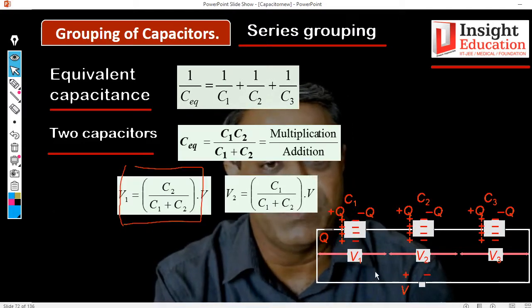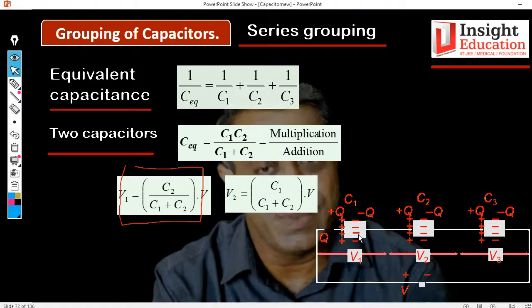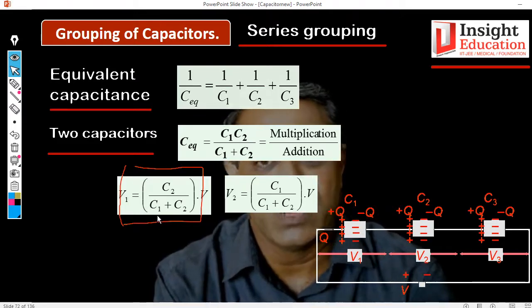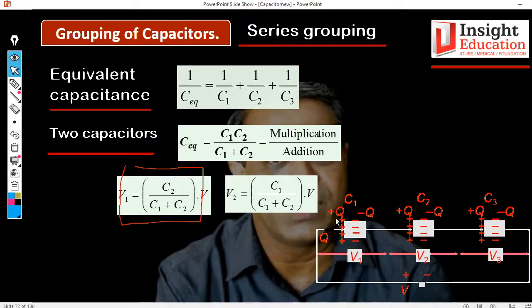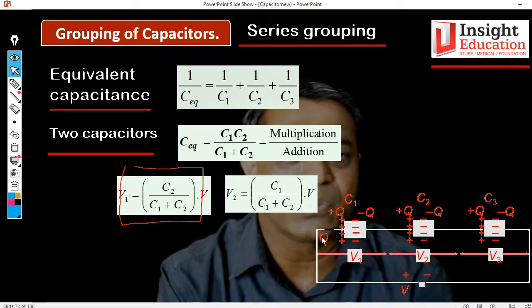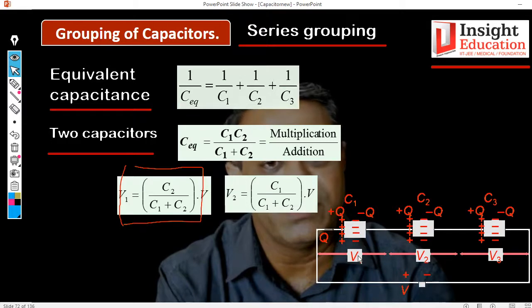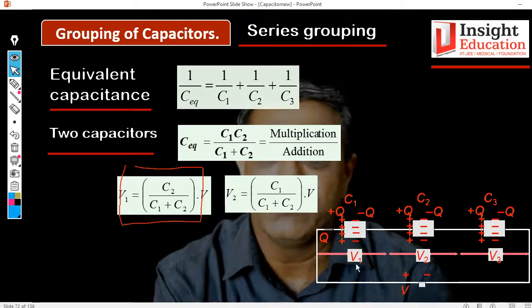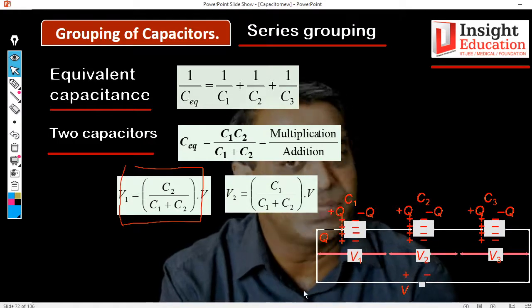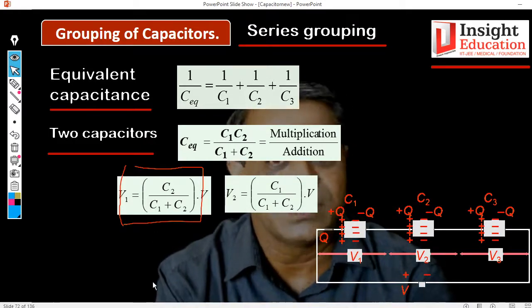And the potential V1 across the first capacitor is equal to C2 upon C1 plus C2 into V. So the shortcut is, if it is 1, then use 2 here; if 2, then again 1. So V2 is C1 upon C1 plus C2 into V. Another option: if you know Q and C1, you can find V1 very easily. Q is equal to C1 into V1, so V1 is equal to Q upon C1. Or you can use this equation.